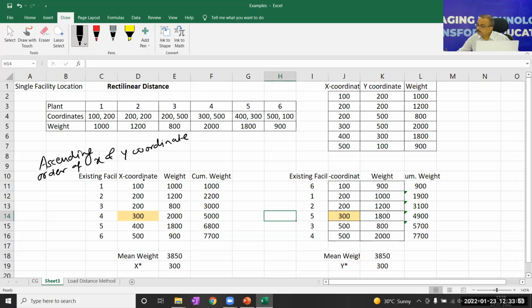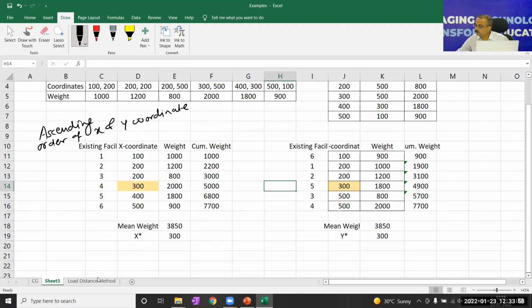So based on that, you have to find the summation of all the weights. Okay, so these are the weights, and then I have taken a cumulative weight of it, so that the new facility location X coordinate will be based on the median point. That means whatever value you have obtained, that is 7,700, if you divide it by 2, you will get the median point.